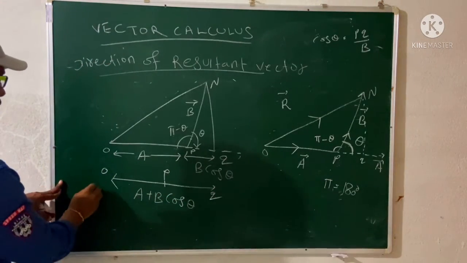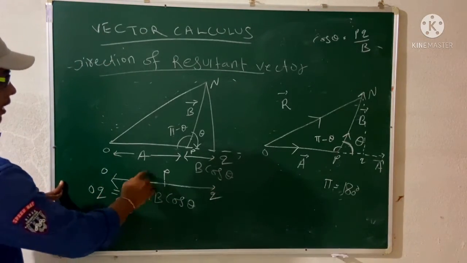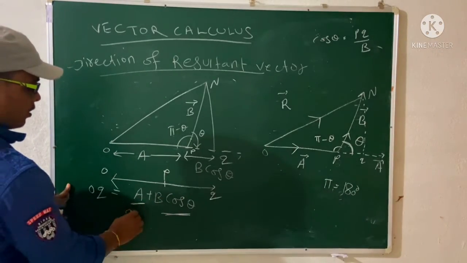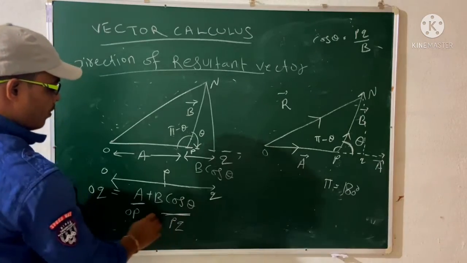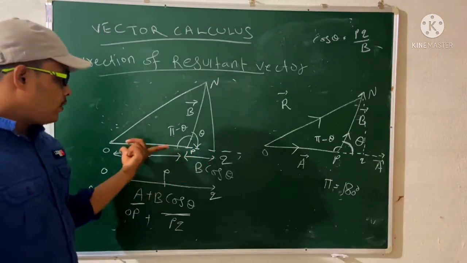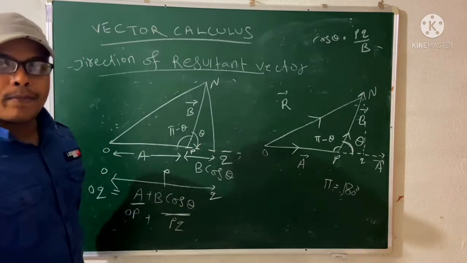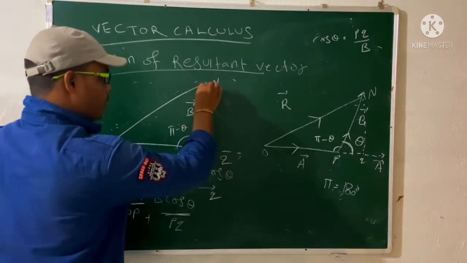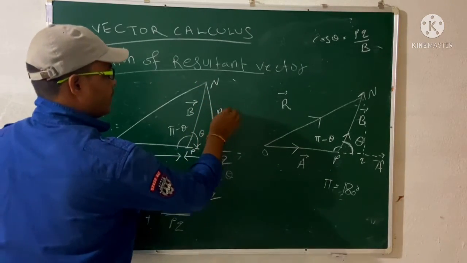So what will be OQ? OQ is your OP plus PQ. So this is OP and this is PQ, one plus sign is there. So this one is B cos theta and this one is A. So the total will be A plus B cos theta, right? So this is B cos theta, then what will be this? That will be B sin theta.